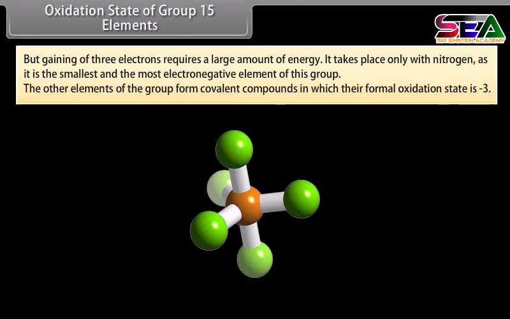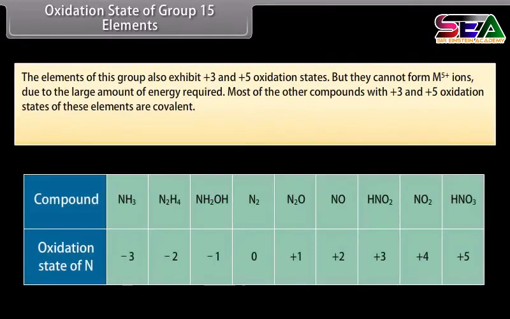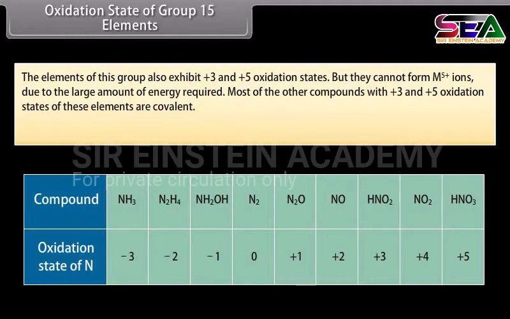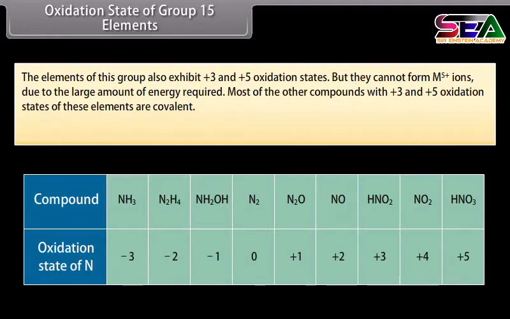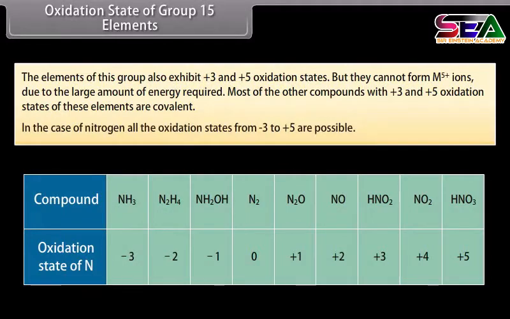The other elements of the group form covalent compounds in which their formal oxidation state is -3. The elements of this group also exhibit +3 and +5 oxidation states, but they cannot form M5+ ions due to the large amount of energy required. Most of the other compounds with +3 and +5 oxidation states of these elements are covalent. In the case of nitrogen, all the oxidation states from -3 to +5 are possible.